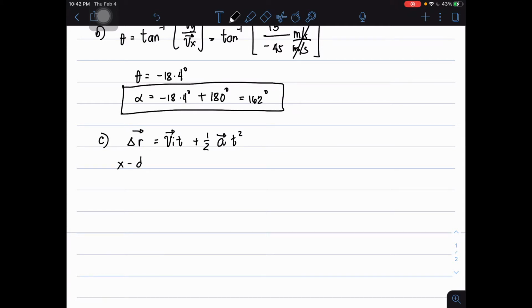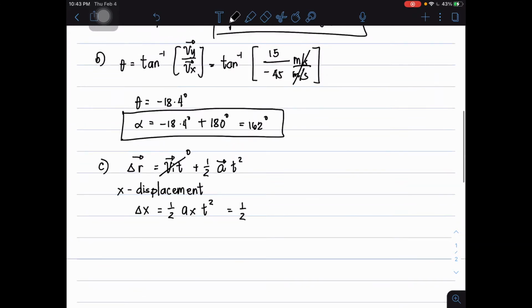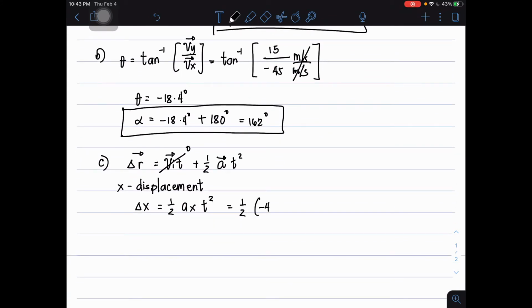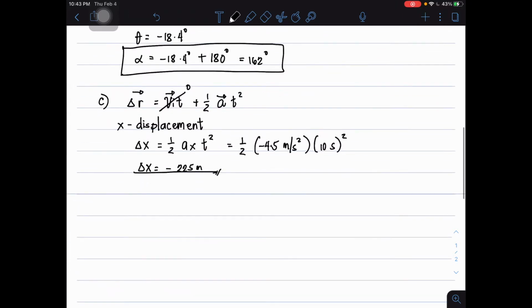For the x displacement, or the displacement on the horizontal axis, delta x is equivalent to, since Vi is 0, we're left with 1/2 ax t squared. And ax is equivalent to negative 4.5. So we have negative 4.5 meters per second squared multiplied with time, which is 10 seconds, raised to the second power. So the change in x is equivalent to negative 225 meters.